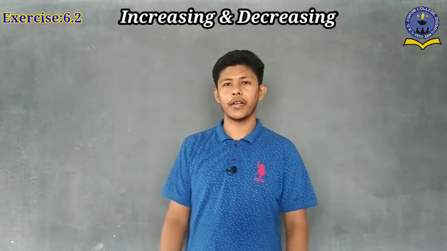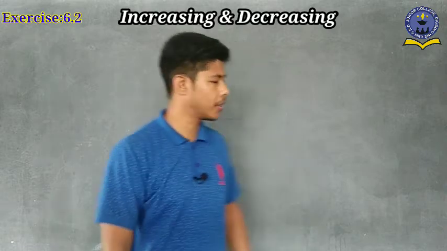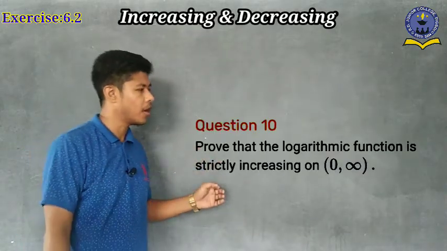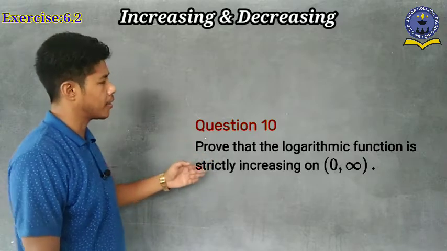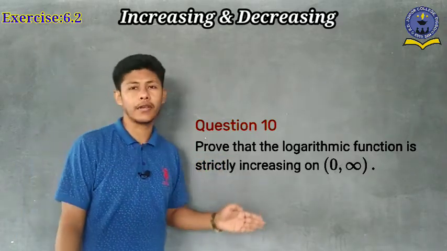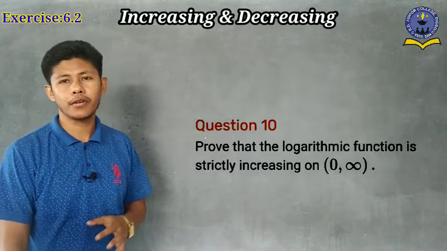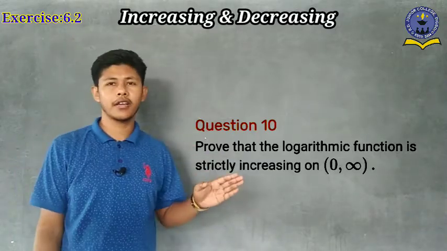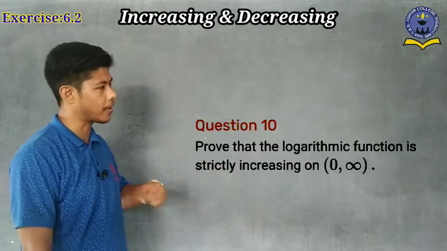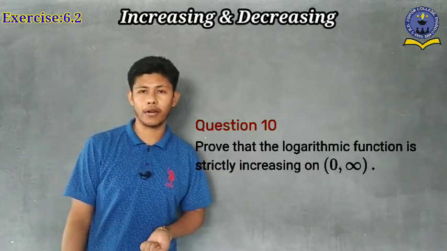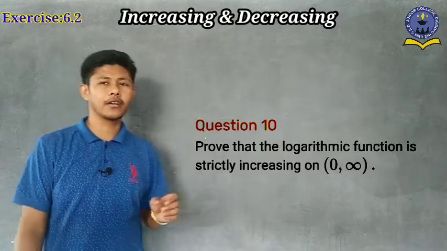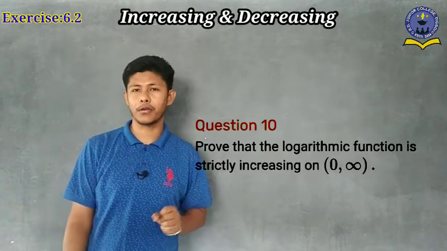Now after completing question number 9, if you see the next question, question number 10, what is given? The logarithmic function is strictly increasing on the interval 0 to infinity. So that means the function is not mentioned here, it is only mentioned as a logarithmic function. Is it clear? So we have to assume the logarithmic function on our own, and then we need to prove that this logarithmic function is strictly increasing on 0 to infinity.